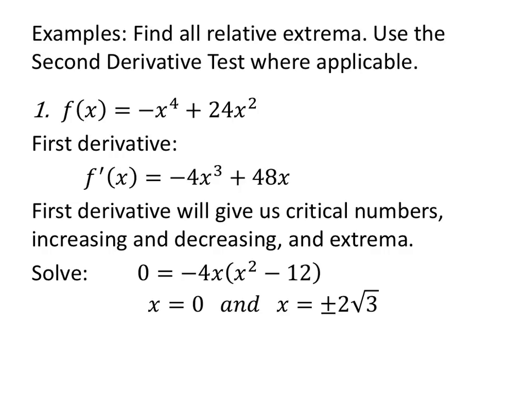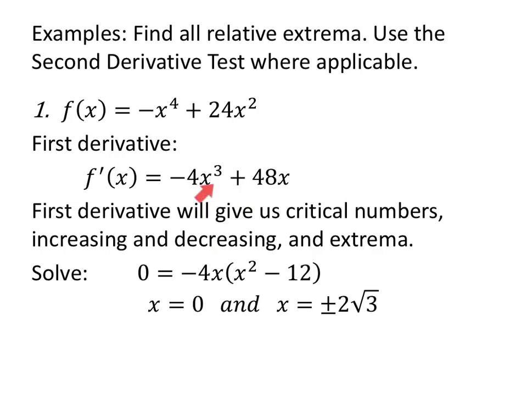So, let's find all relative extrema. Use the second derivative test where applicable. Our function is negative x to the fourth plus 24x squared. The first derivative, negative 4x cubed plus 48x. We know the first derivative will give us critical numbers, increasing and decreasing, and extrema.